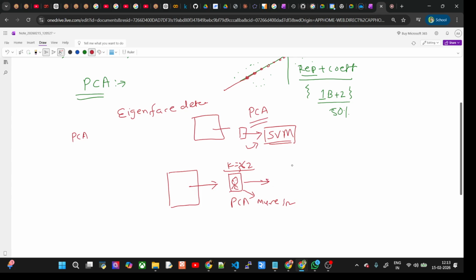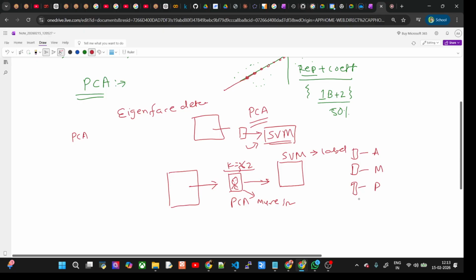So for that reason we need to use another classifier, like an SVM classifier, which has the labels saying that this person is Ashwin, this person is Murli, this person is Preeti or Tejaswini, etc. So you have the labels, and the next stage is your supervised learning.